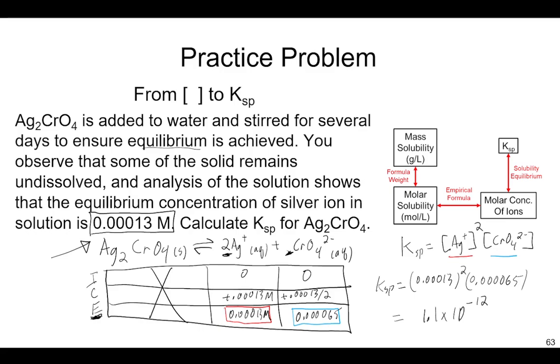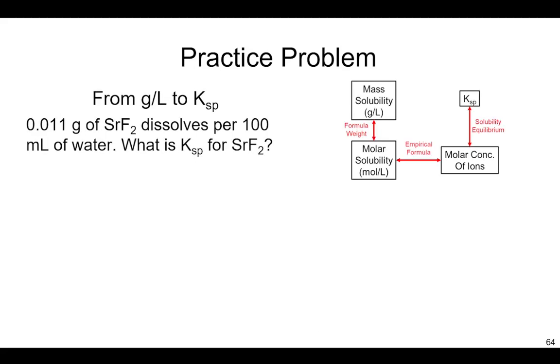Okay, so that's this practice problem where we started with some concentration of ions, did an ice chart, and worked back to be able to calculate KSP. Let's try one more here. And feel free to pause the video here and attempt this yourself to try to get all the way from a mass solubility all the way over to KSP. So it's going to be somewhat similar to what we just did, but maybe a couple extra steps here.